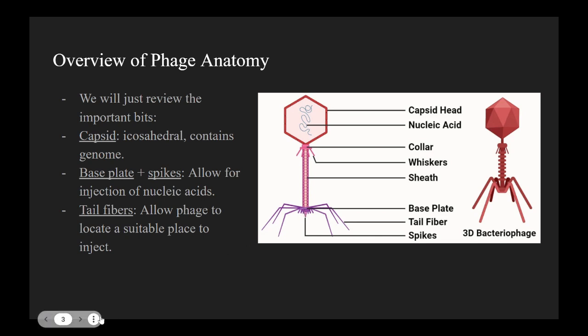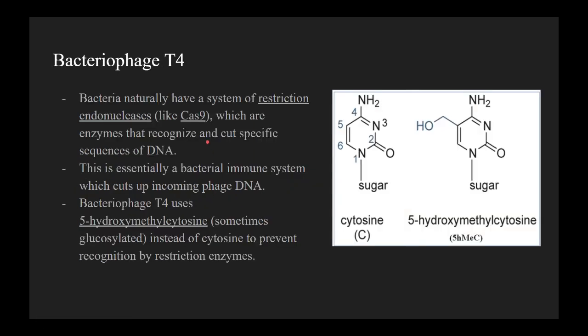So let me get my pen here. Right. So through this, the DNA will pass through this tube here and then get injected into the cell. And then, of course, the tail fibers will help with the adhesion and for the phage to find specific places to inject its genome into the bacterium.